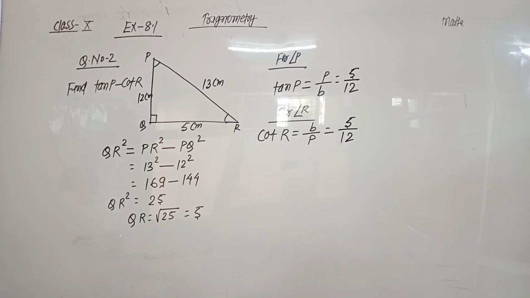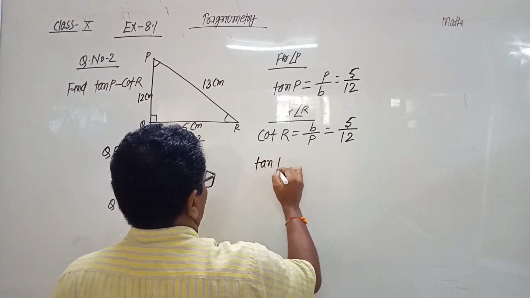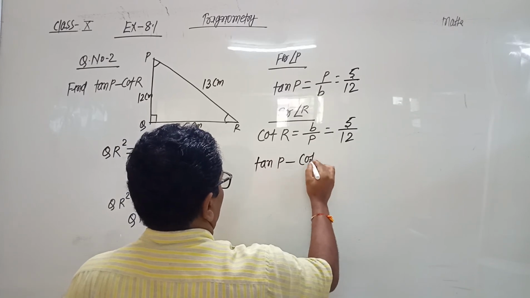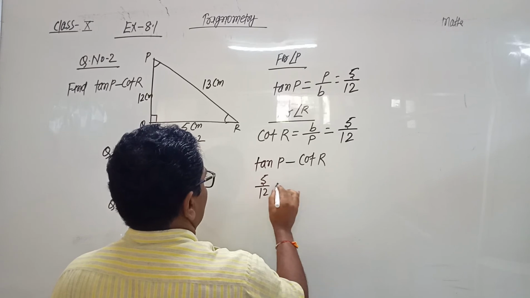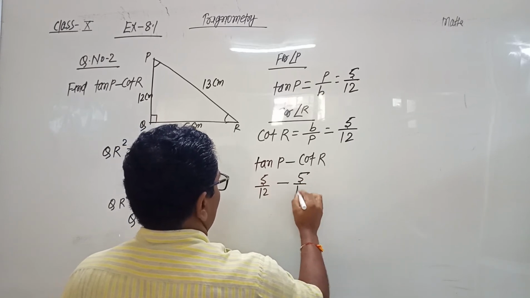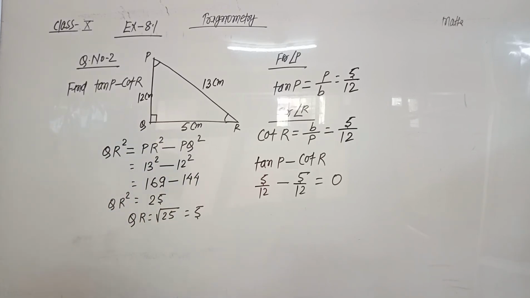Now we have to calculate the value of tan P minus cot R. The value of tan P is 5 by 12 and the value of cot R is also 5 by 12. So the result we get is 5 by 12 minus 5 by 12. Both get cancelled and it comes to be 0.